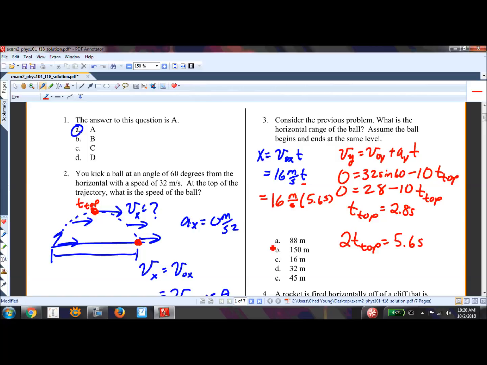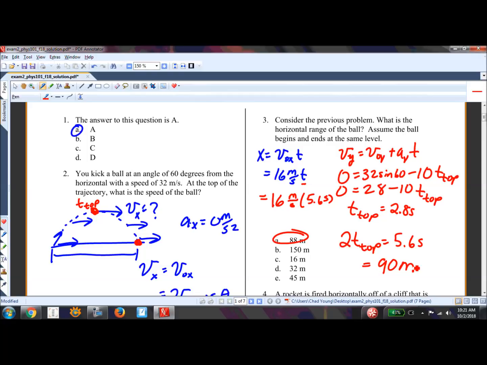Let's see, the answer is A. Looks like I rounded off a little bit differently somewhere along the way, and so the answer comes out different. Because when I do this, I get 89.6 or 90 meters. I'll go back and adjust that. I might change it to 90, so that's number 3.